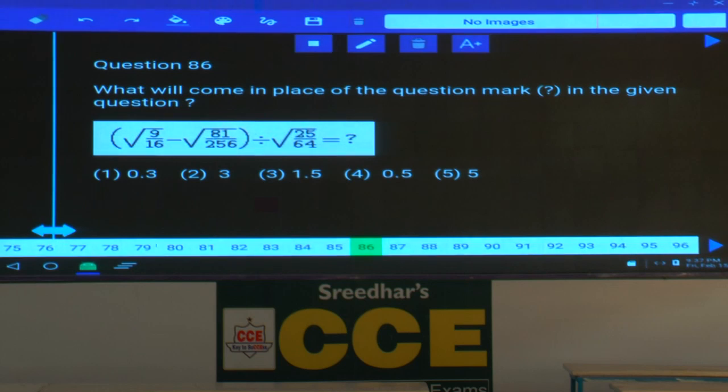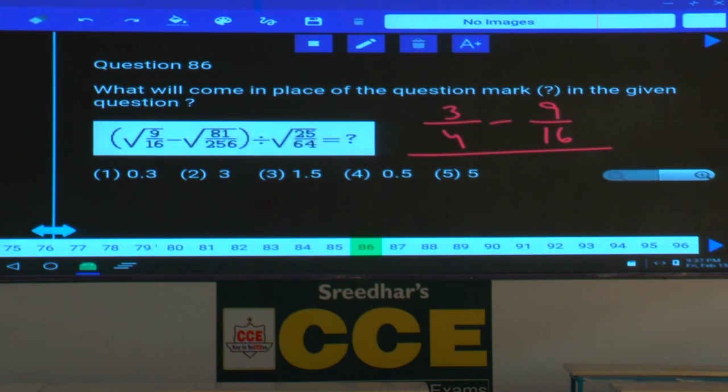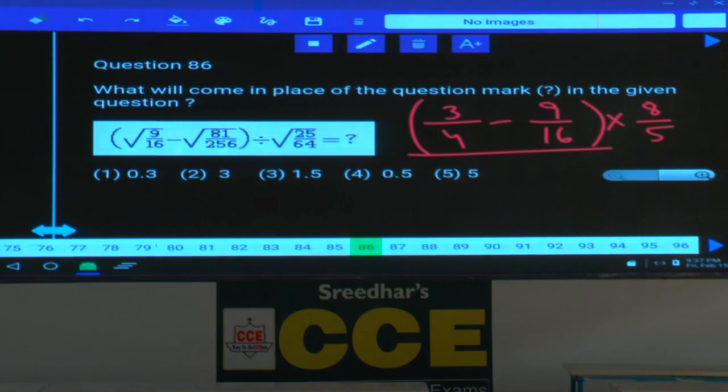Next. Come on, 3 by 4. 9 by 16 divided by 5 by denominator and denominator. In denominator, if you have 5 by 8, when I take that to numerator, it becomes 8 by 5. Correct?